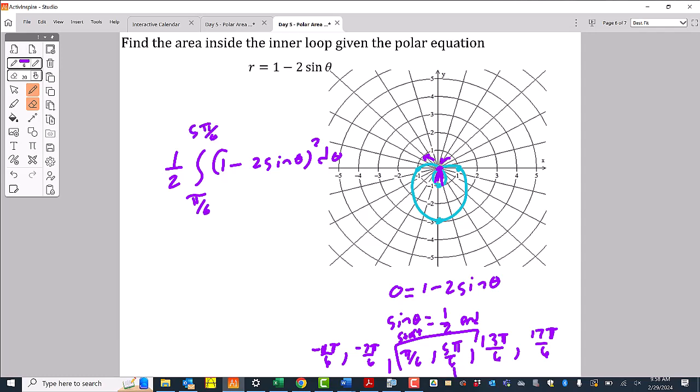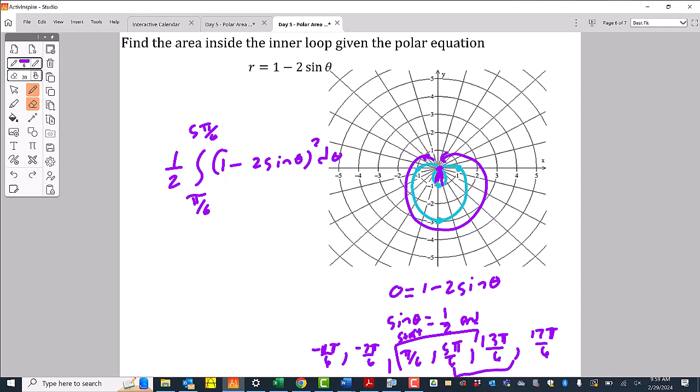If we tried 5 pi over 6 to 13 pi over 6, that would be the end of the loop, which is this part right here, around the whole thing until we get back to the inside of the loop. That would not be just the inner loop. That would be the whole curve. And that wouldn't work for us. So we're not going to be using any two consecutive zeros. For inner loops, you're going to have to be very specific about which zeros you pick, making sure they represent the start and the end of that loop.